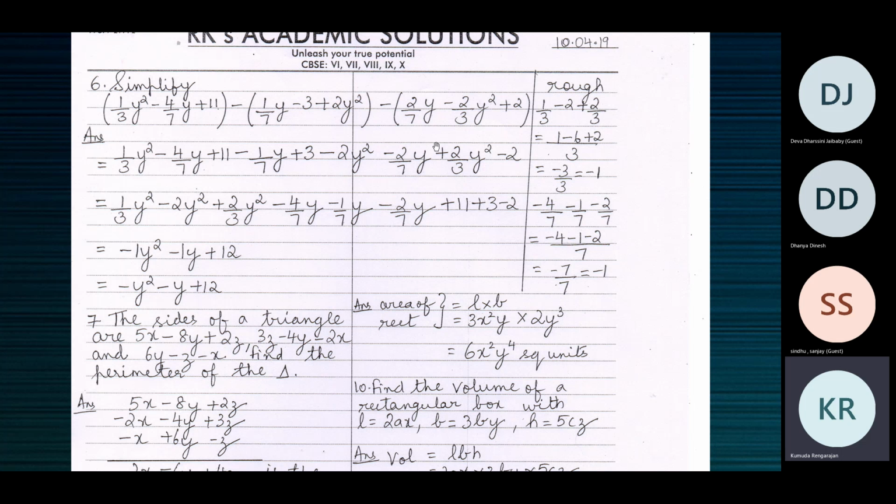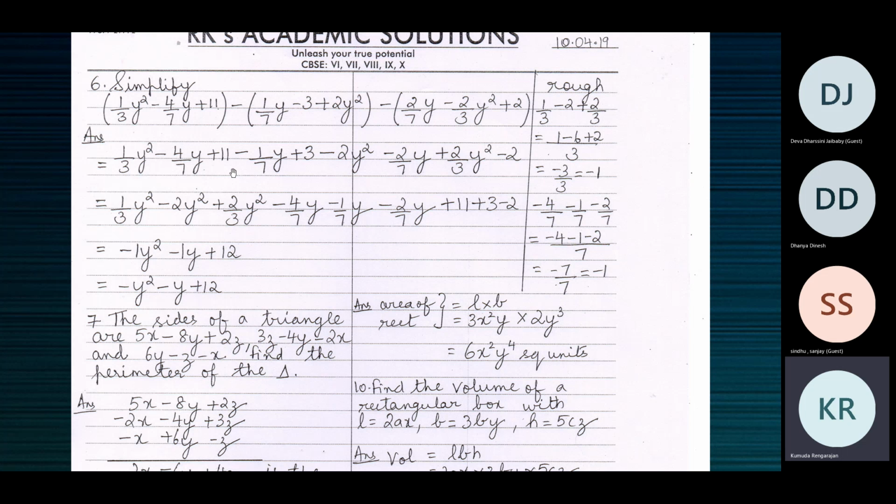That's the first step. The next step is to collect the like terms. So in all, there are 9 terms: 1, 2, 3, 1, 2, 3, 1, 2, 3. If you look carefully, there are 3 y square terms: y square, y square, y square. There are 3 y terms: y, y, y. And there are 3 constants.